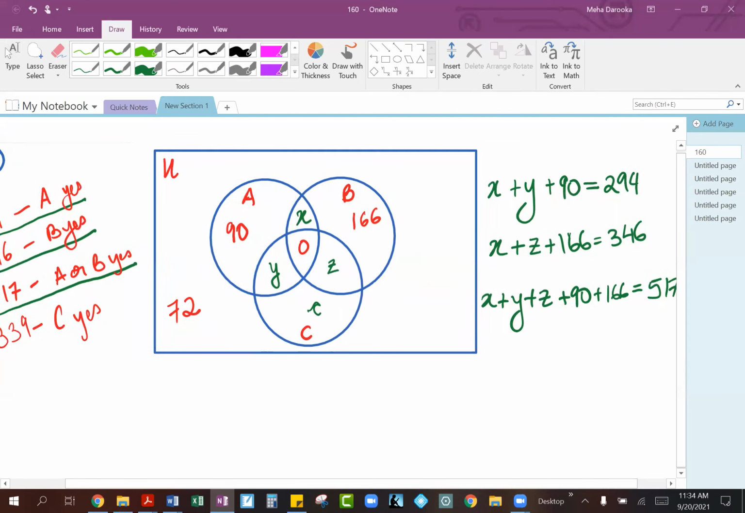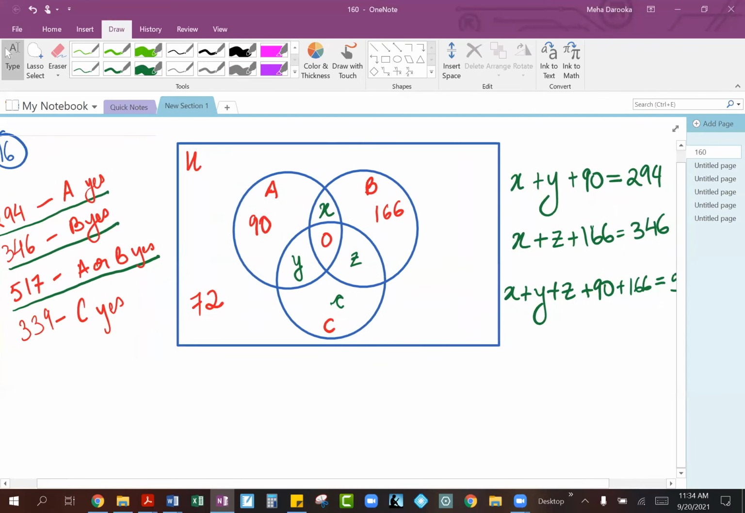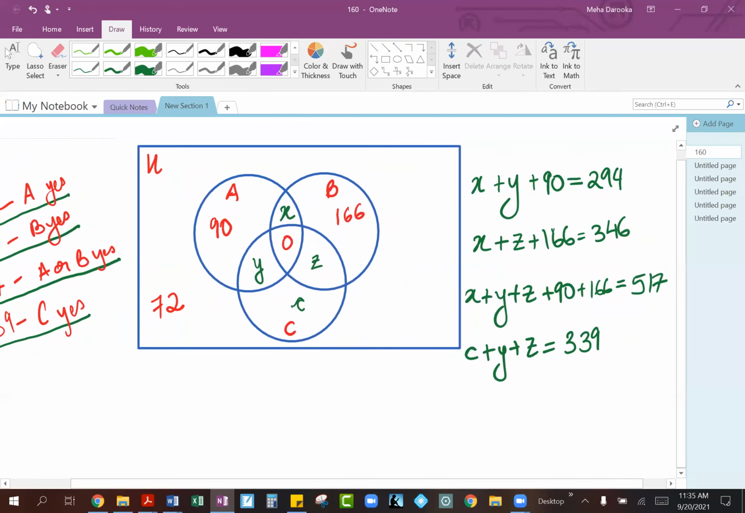We don't really have a whole lot of information as far as circle C goes. We know that's a total of 339 people. So that would, of course, be the sections of C plus Y plus Z, which would have to add up to 339. Obviously all of those are unknown, so we're not quite ready to get to that part. And I think those will be our 4 main equations, because that takes care of A, B, and C. And then since we know the total between A or B, we added those up also.